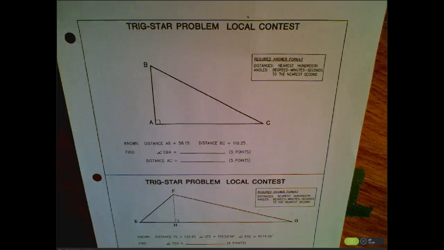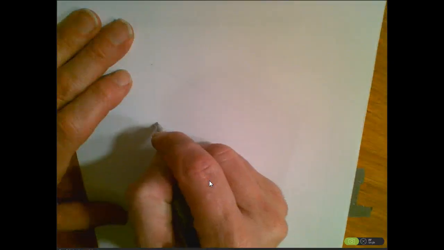Okay, we're going to go through what we have to do this assignment. So here we have problem 2003 TrigStar local contest. First thing we do, we put our paper over our TrigStar handout. We go ahead and mark the vertices. Okay, so then we do the vertices there, and then we're going to do the vertices there.